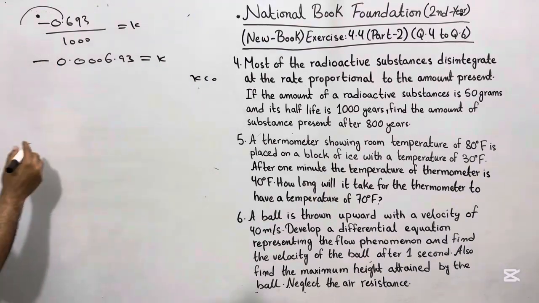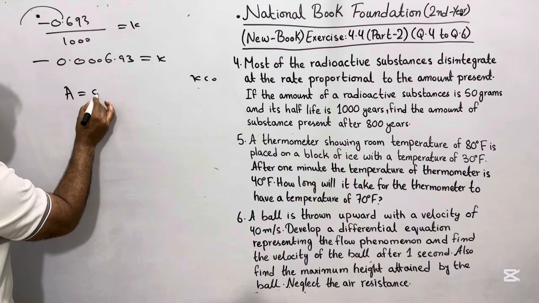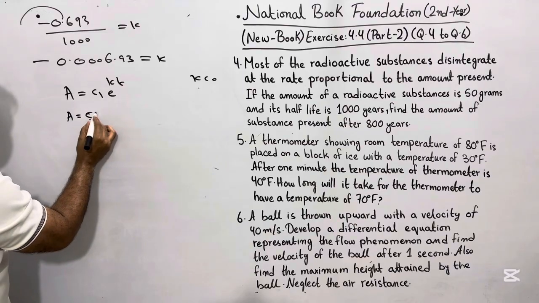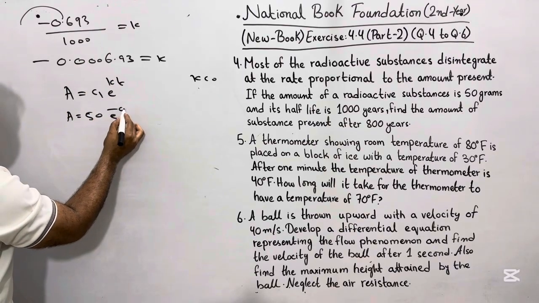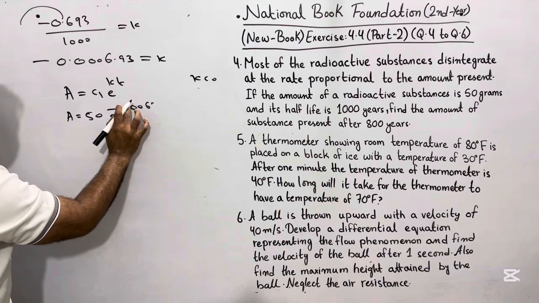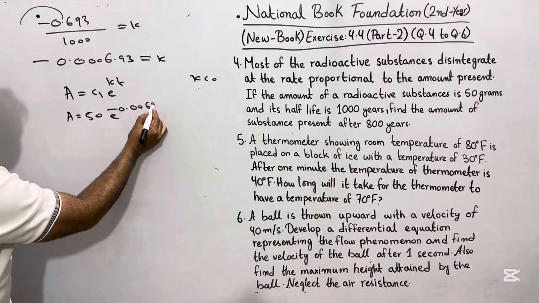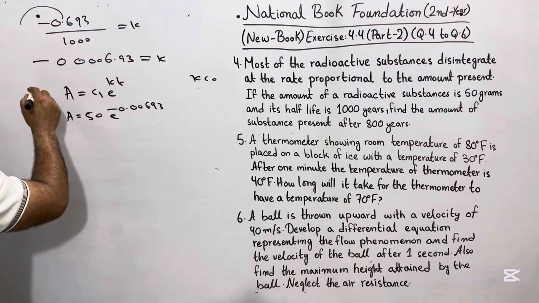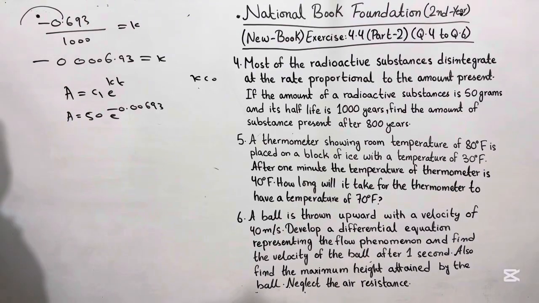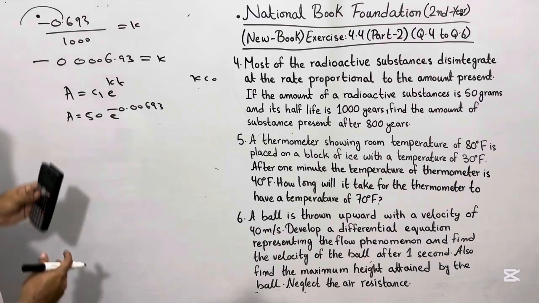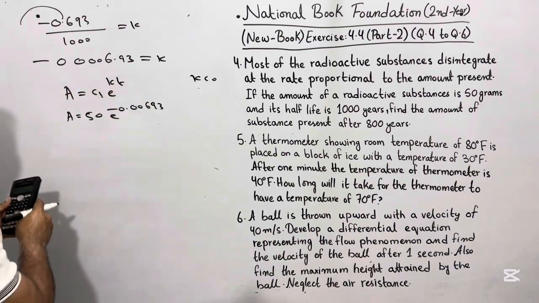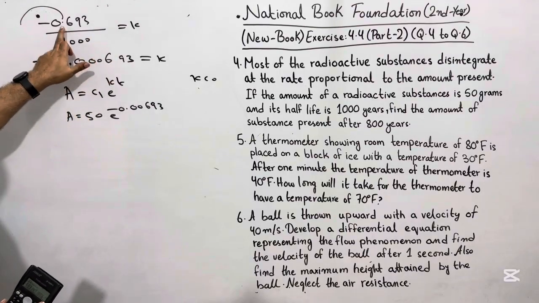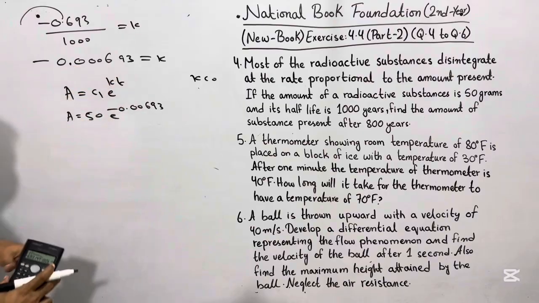Now we have the value of C as well as the value of k. I have A equals C1 e raised to kt. At the start we have given 50 grams. So 50 e raised to k, where the value of k is negative 0.00693. Dividing by 1000, the decimal travels towards the left. Okay, 0.00693. Now we are cool here.